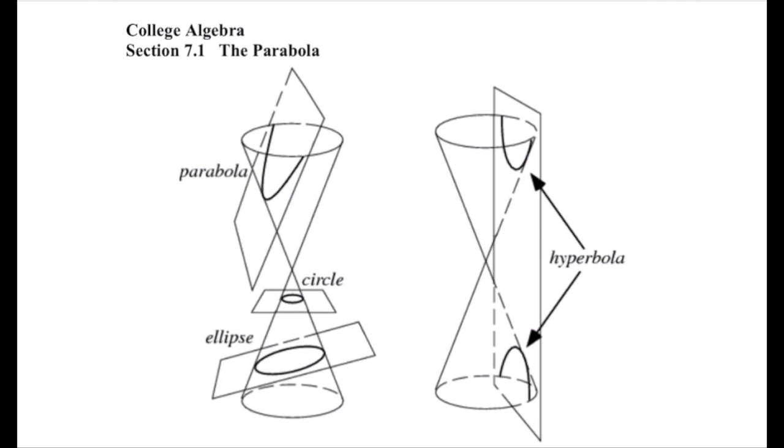When we intersect the entire base of the cone itself through a slanted plane, we have an ellipse. And when we intersect vertically, we have a hyperbola. And that's where those come from.